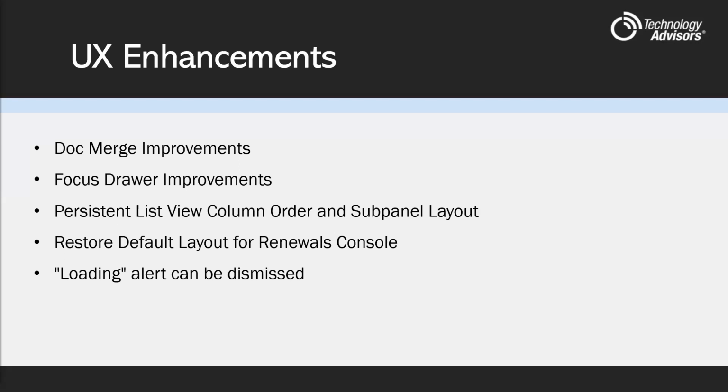Document template file type labels. So before, when you were selecting a template, you kind of had to guess which template you were selecting. Now you can see whether you're choosing a Word document, a PowerPoint, or a PDF.